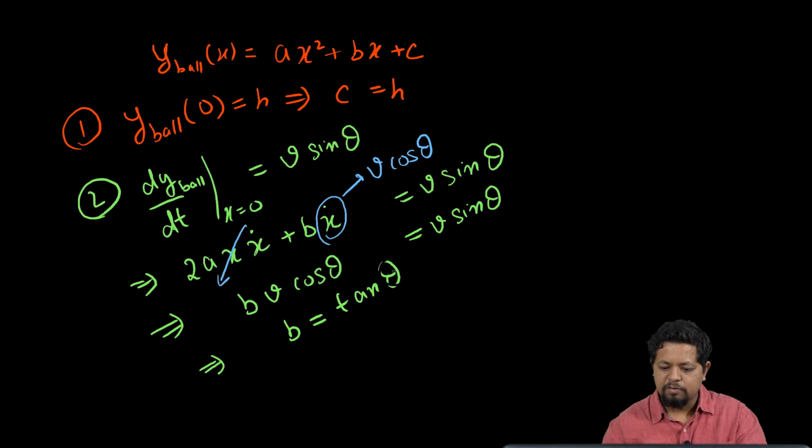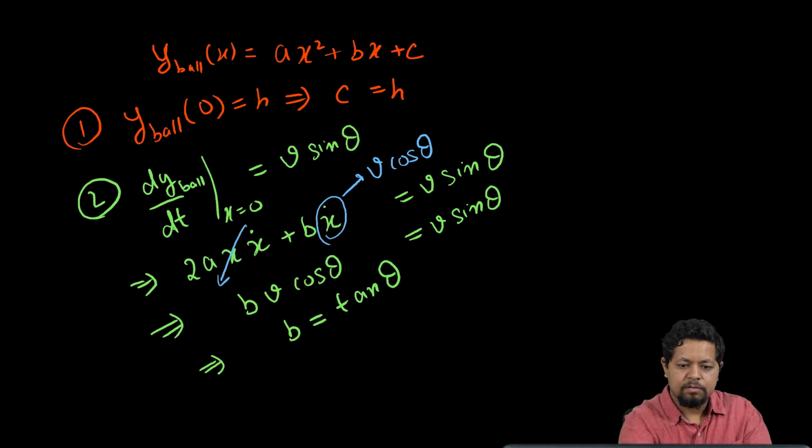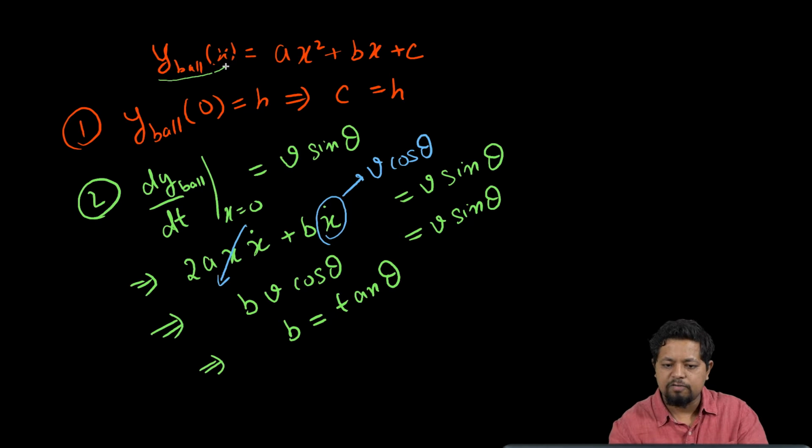At this point you can verify that b equal to tan theta is dimensionless. y has dimensions of length, x has dimensions of length, so b should be dimensionless, and that's what we find. Similarly, c has dimensions of length, and we find c equal to h, which has dimensions of length. So these are some of the cross checks we can make during the calculation.